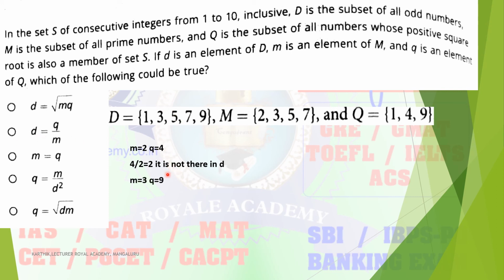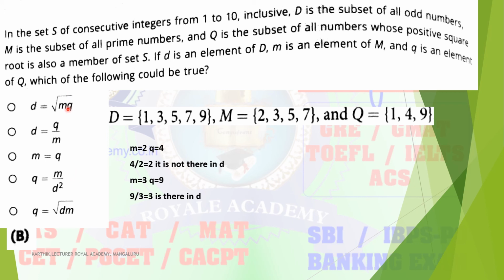Then choose M equal to 3 and Q equal to 9. So 9 divided by 3 is 3. Is 3 there in D? Yes, it is there. So this satisfies the equation. So which option is correct? B.